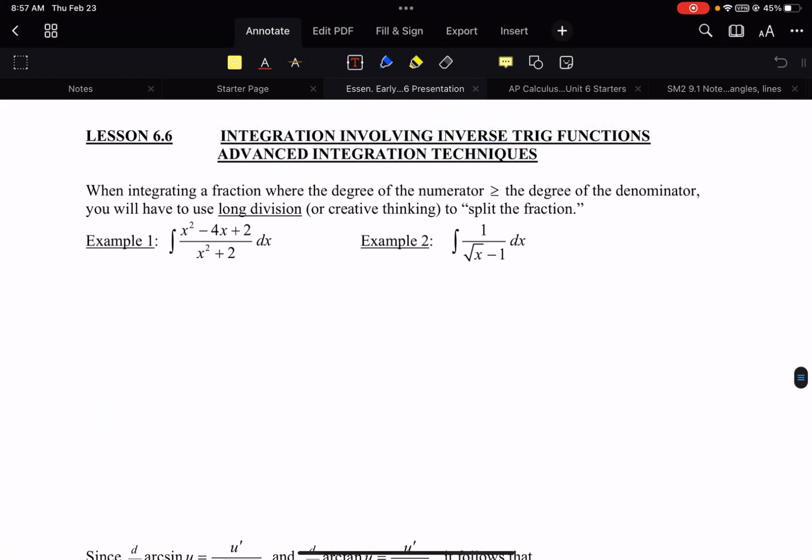All right, today we're going to be doing lesson 6.6, which is basically just complicated integrals. So we're going to do a lot of integrals that are just weird and kind of hard to do, and then we're going to do integrals that involve inverse trig functions.